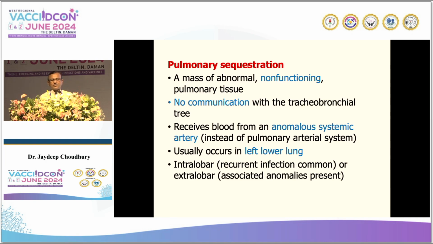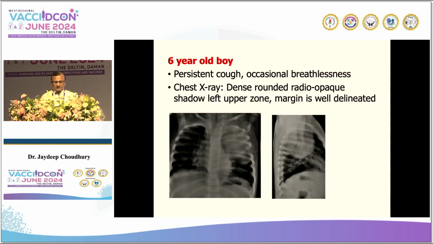It's a mass of abnormal non-functioning pulmonary tissue, no communication with the tracheobronchial tree, and the anomalous systemic artery was supplying, and it usually occurs in the left lower lung, and the intralobar type is much associated with recurrent infection. So this needs surgical removal, otherwise the infections will continue.